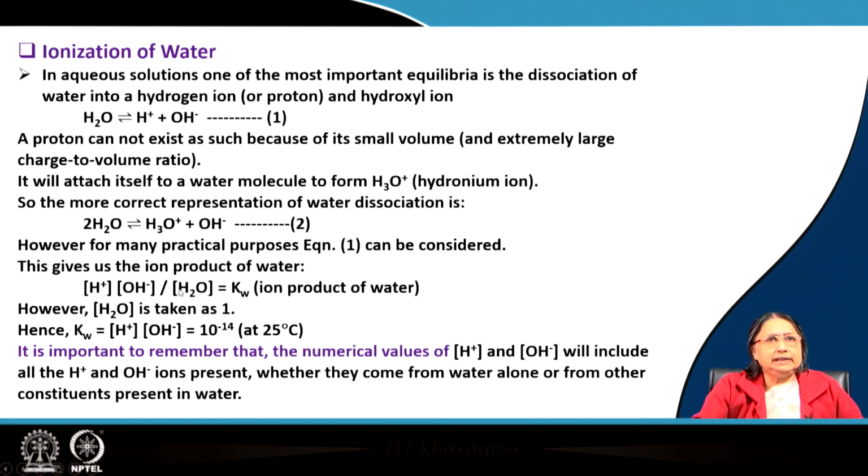Now, it gives us the ion product of water. We know that from the equilibrium expression we get the equilibrium constant, which in case of water is expressed as Kw.